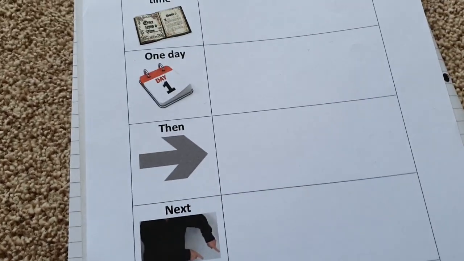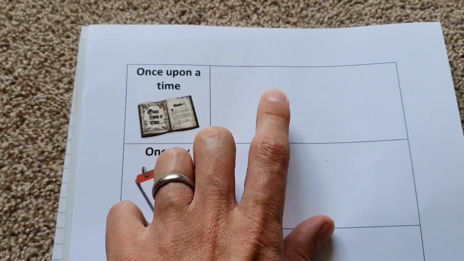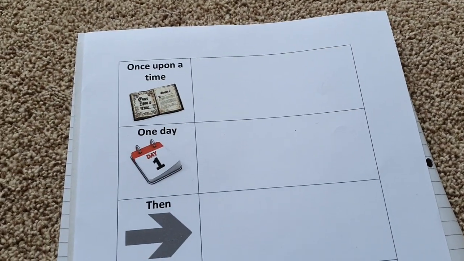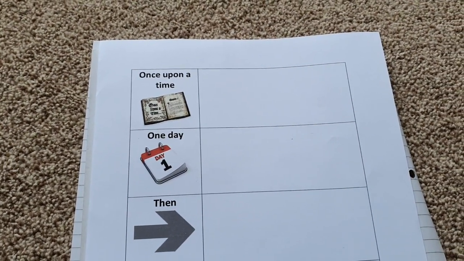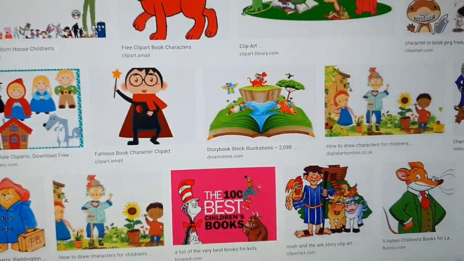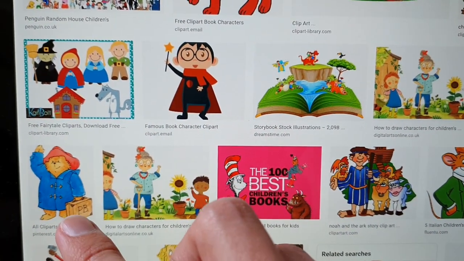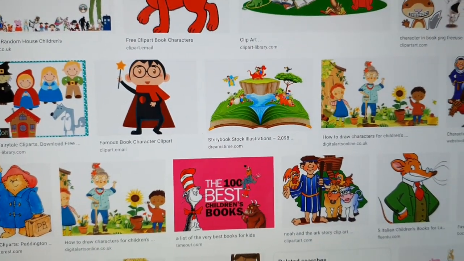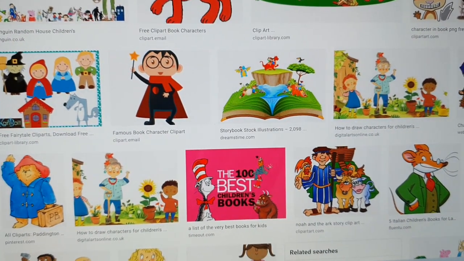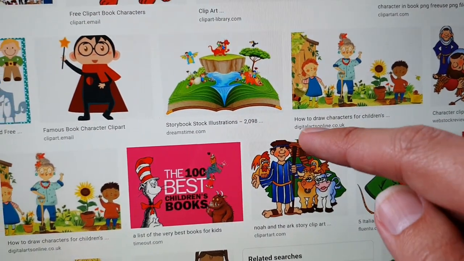So what the children can do is once upon a time, and they need to choose a character. And sometimes that's easy. You could print off lots of pictures. You could flick through books. I had on my laptop, I just did a search for children's story characters. And you could choose characters that they know, like Paddington. But the problem with doing that means sometimes they can only think of the stories that they know with that character in. So you could just choose a more generic one, like a fox.